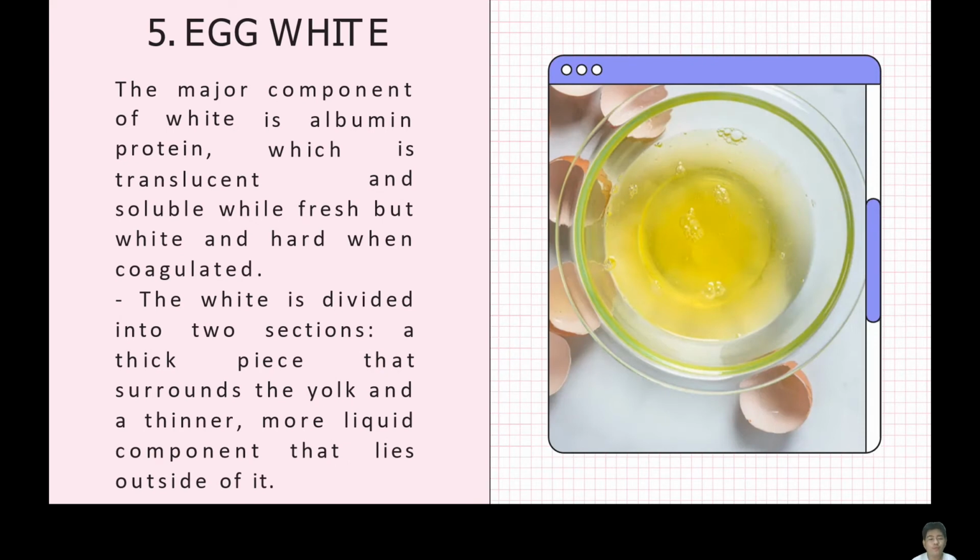The major component of white is albumin protein, which is translucent and soluble while fresh but white and hard when coagulated. The white is divided into two sections, a thick piece that surrounds the yolk and a thinner, more liquid component that lies outside of it. So the function of egg white is that it gives protein that is translucent when fresh but white and hard when coagulated. So that is the egg white. This is the example of egg white.